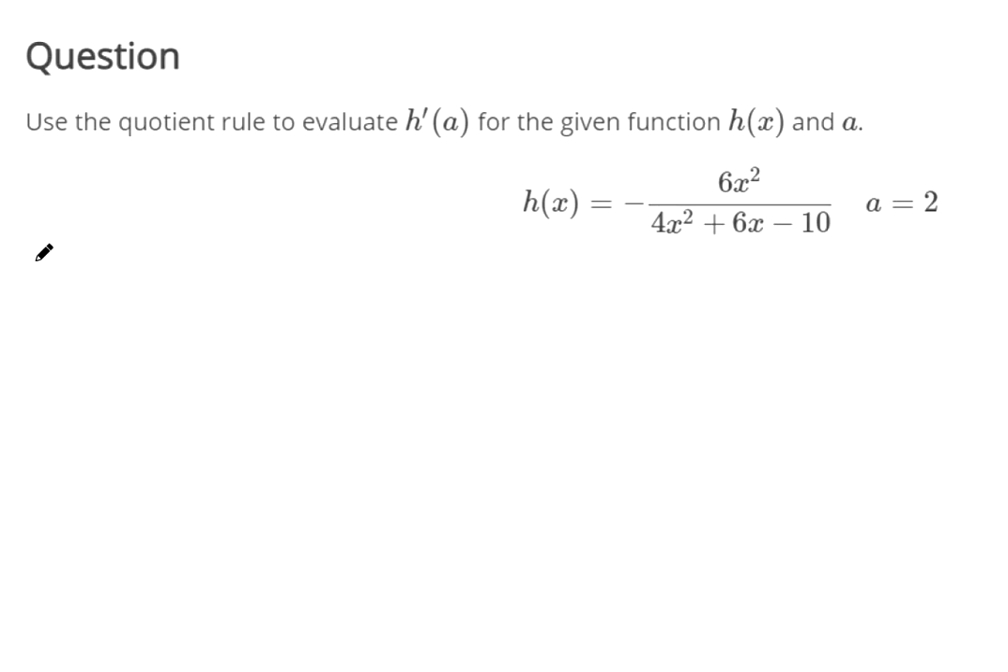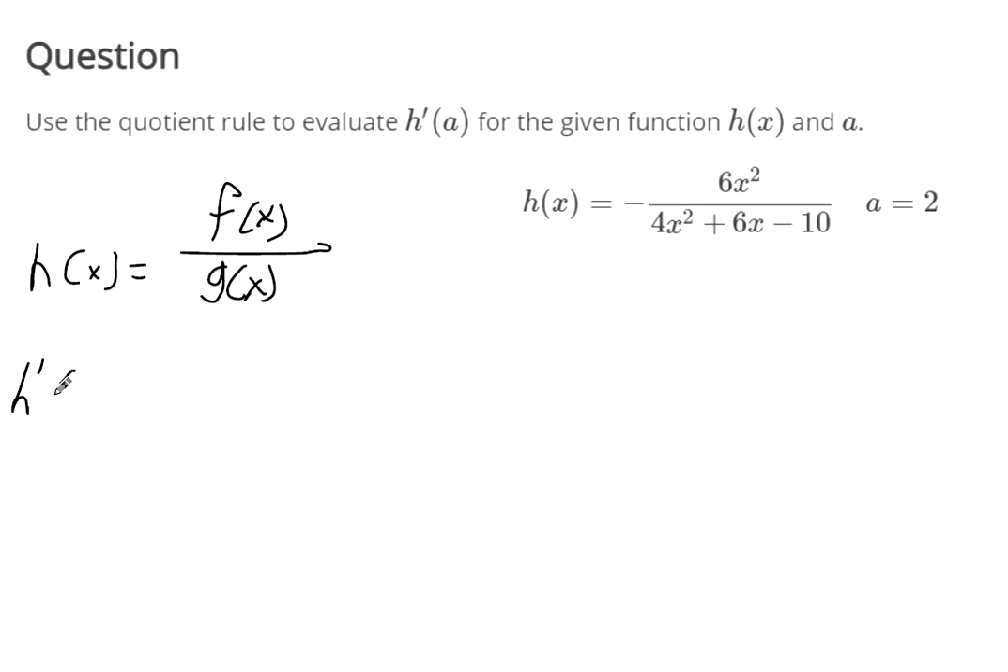The quotient rule says that if you can take your function, f of x, h of x, whatever you want to call it, and look at it as the quotient of two functions, let's call the top one f of x and the bottom one g of x, then the derivative of that function is the derivative of the numerator times the denominator without its derivative, subtracted by the top function times the derivative of the denominator. And that's all over g squared.